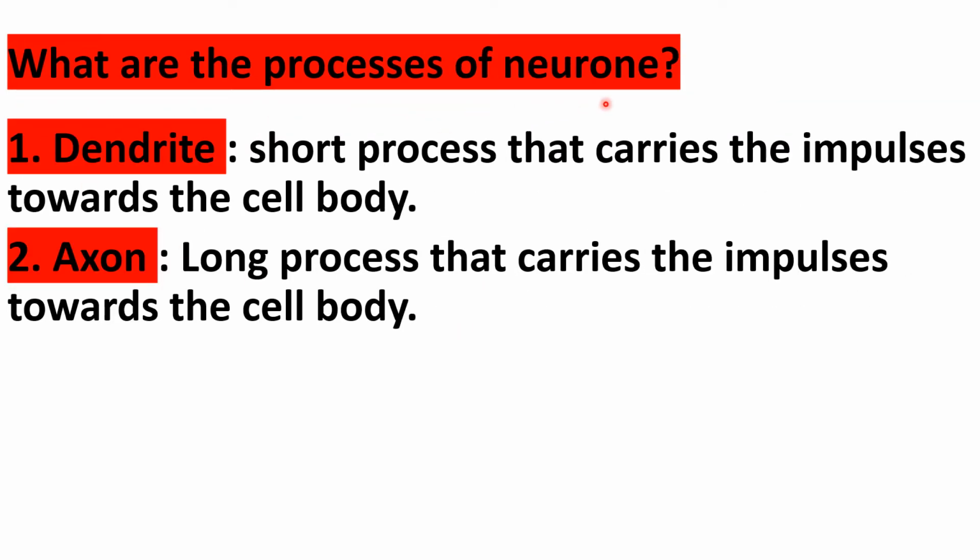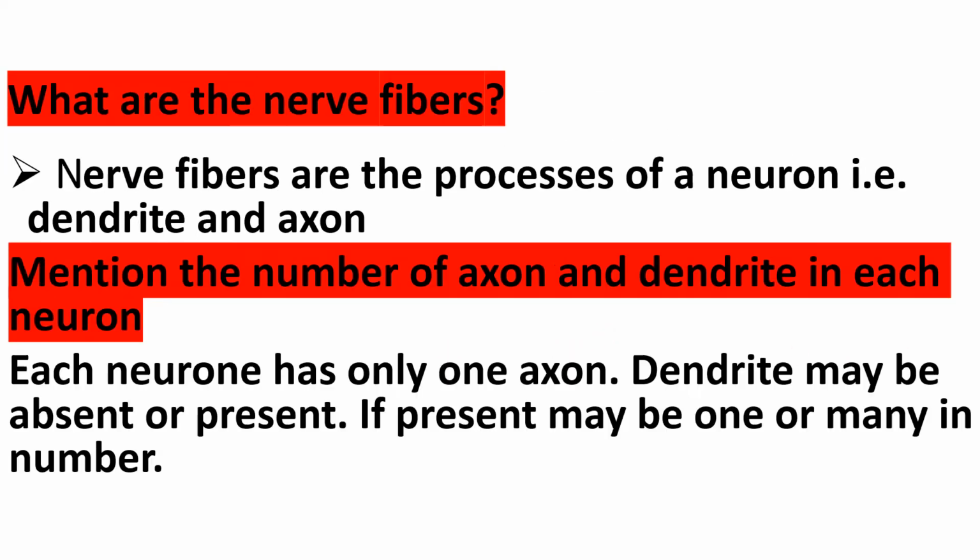What are the processes of neuron? So there are two processes: dendrite, that is a short process and carries the impulses towards the cell body. Second one is axon, that is a long process and carries the impulses away from the cell body. What are the nerve fibers? Nerve fibers are the processes of a neuron, dendrite and axon. Then mention the number of axon and dendrite in each neuron. So each neuron has only one axon, and dendrite may be absent or present, and if present may be one or many in number.